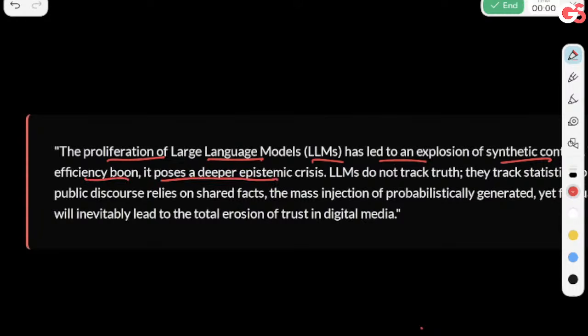What is epistemic? Epistemic something? All of you? I'm trying to improve vocabulary also. Related to what? What is epistemic? Related to what? Who will tell me that? Epistemology. Have you heard about it? Epistemology. It's a branch. Study of knowledge.